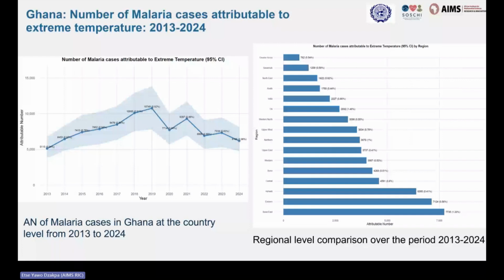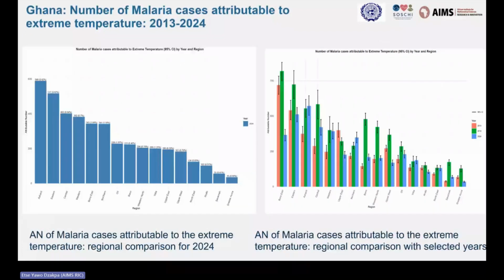Now, we can also have a yearly statistic, because the point is to identify clearly, for example, if we are in 2024, which areas have the highest statistic that can motivate policy implementation and so on. And then here we have that statistic. For example, in 2024, Ashanti region shows up with the highest attributable number, while we have Greater Accra with the lowest attributable number.